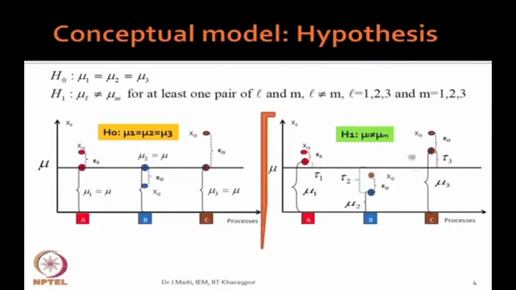In the right hand side, what this figure shows is that mu 1, mu 2 and mu 3 are not the same. So they are not coinciding with mu, and as a result you will get one more parameter here, which is known as tau. You see, this is tau, this one is also tau, this is tau. So tau 1 is this value. What is this? This is the process mean minus the grand mean, and tau 2 is again the process mean minus the grand mean for process B, and tau 3 is the process mean minus the grand mean for process C. So one more parameter is coming into the picture.